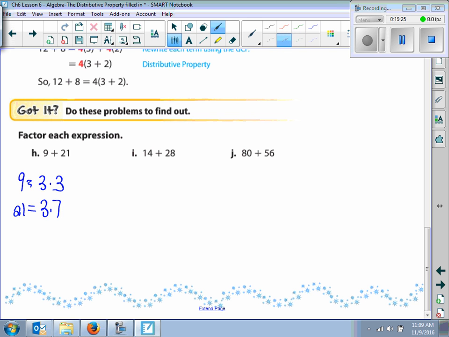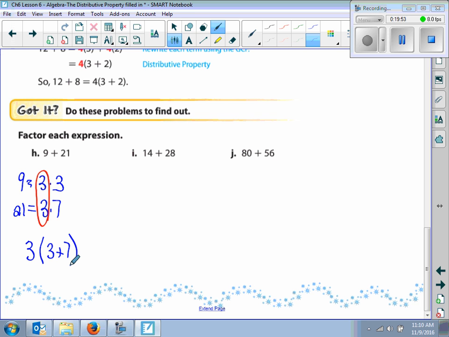They have the 3's in common, right? So that greatest common factor is what's going to come outside of the parentheses. So we have 3 on the outside, and what are we left with for the inside? 3 and 7. So that's going to be 3 plus 7. Is everybody clear? All right.